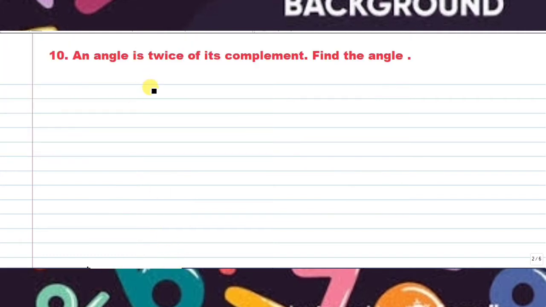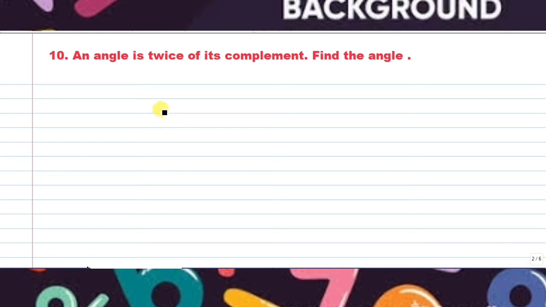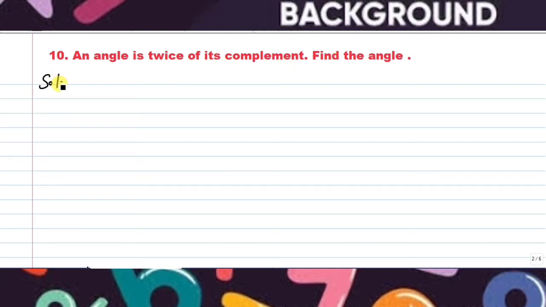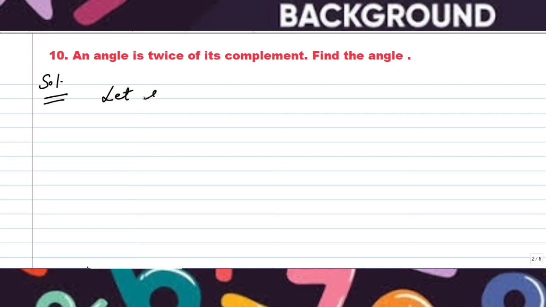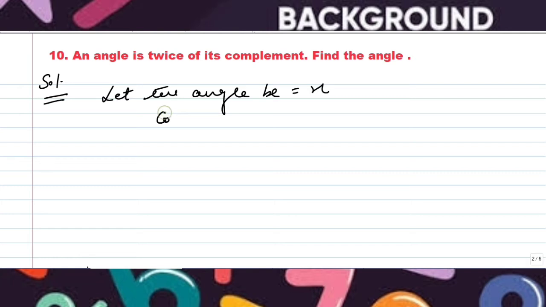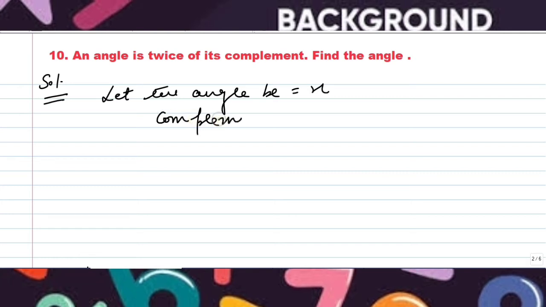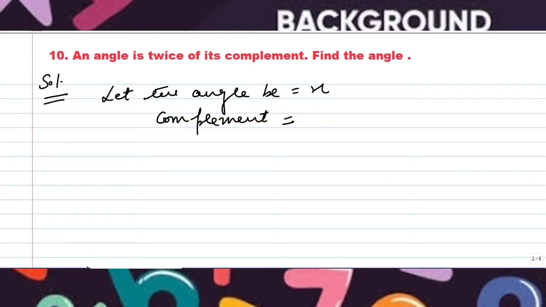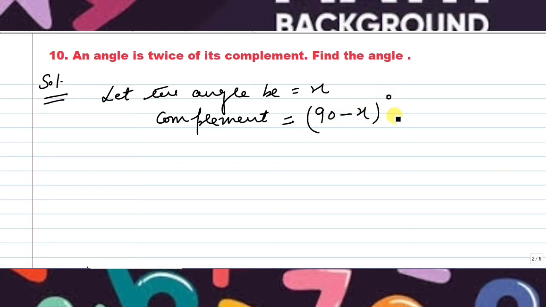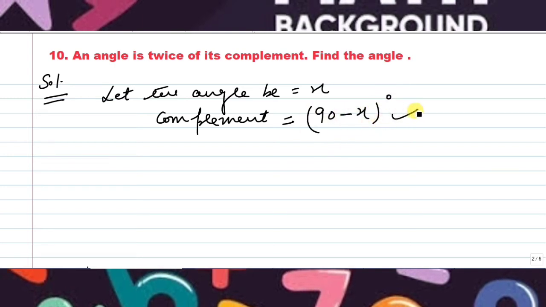Now this is your word problem, page number 103. So today's session teacher is going to discuss 10 to 14 word problems. Now first, question number 10 says an angle is twice of its complement, find the angle. Here you don't know about the angle, so what you will do, let the angle be x. Now if you want to find the complement of it, you have to subtract the angle from 90 degree. So complement of an angle will come 90 minus x degree.